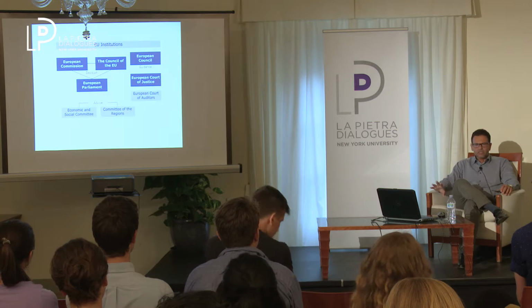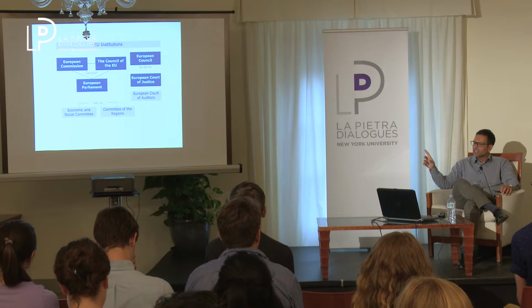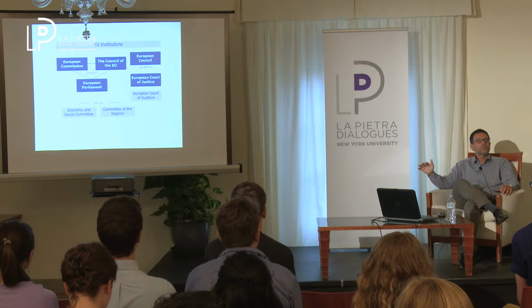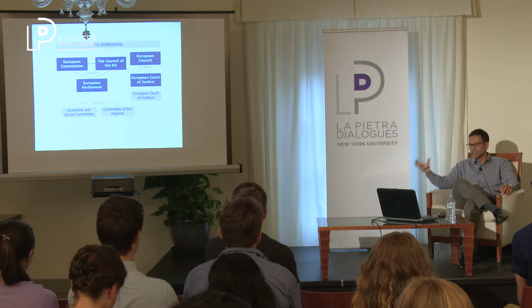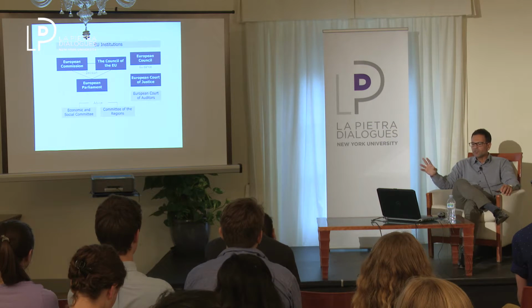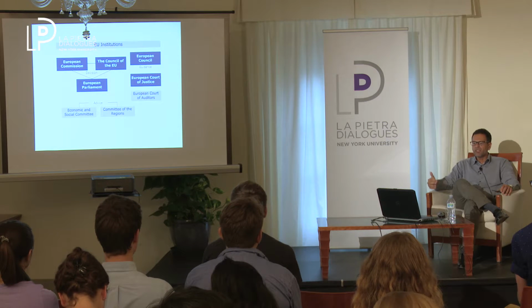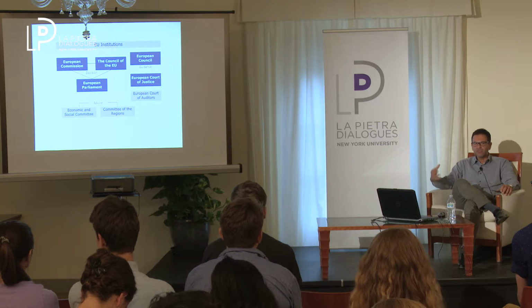Then we have other institutions in light blue. We said the European Court of Auditors. They monitor the expenses of the EU, so a very technical body. And then we have two bodies that give advice, the Economic and Social Committee and the Committee of the Regions. These are two committees that are experts in issues of, let's say, federalism, decentralization, powers of the different regions of the EU.